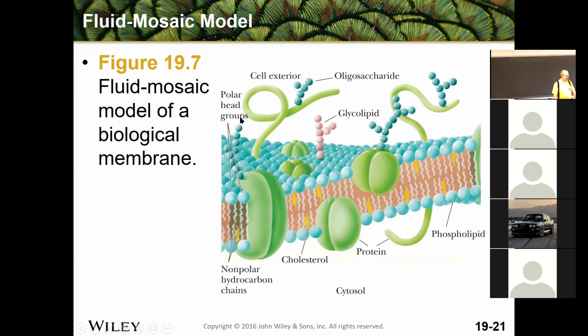Okay, so this is a diagram of the fluid mosaic model of a biological membrane. Here's the lipid bilayer. There's the fatty acid chains here, the ionic coating, and then we have things like cholesterol, which gives some measure of rigidity to the membrane. We have glycolipids, oligosaccharides, and proteins and other molecules.